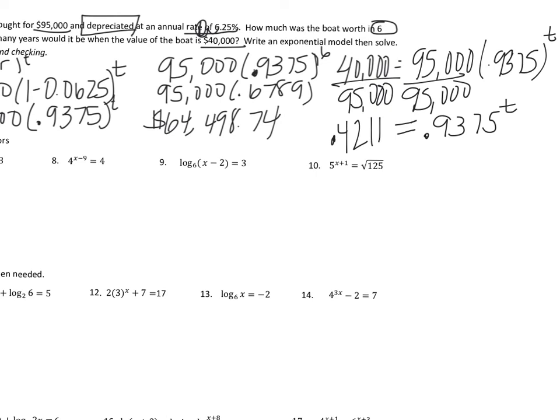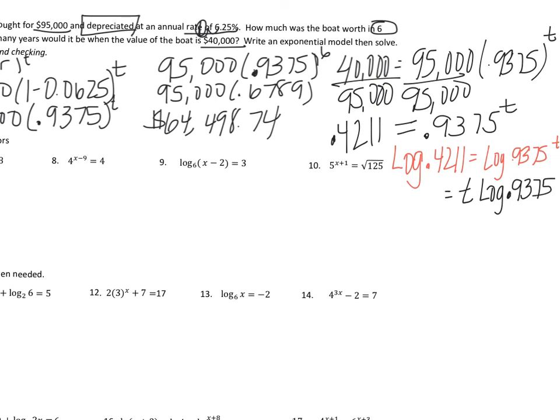Now I'm going to rewrite this as a log. This is an equation where you've got all these decimals. It might be better to take the log of both sides. So let's do it that way. Log of 0.4211 equals log of 0.9375 to the t. You are totally welcome to rewrite it as a log if you want. I'm just showing another way to solve this. Sometimes the decimals can confuse people, so you want to use a method that you'll get right every time.